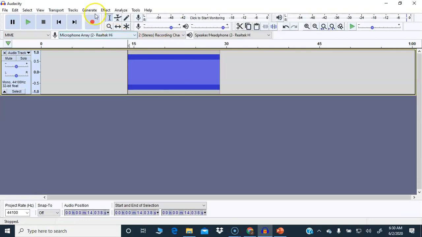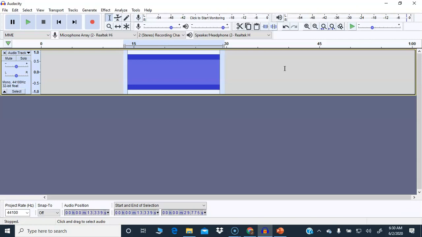All right, now I'm going to cover over almost the whole wave. Let me try that again. Okay. And what we're going to do now is zoom in. Now, before you zoom in on a wave like this, you want to cover over the part of the wave that you want to be able to see.